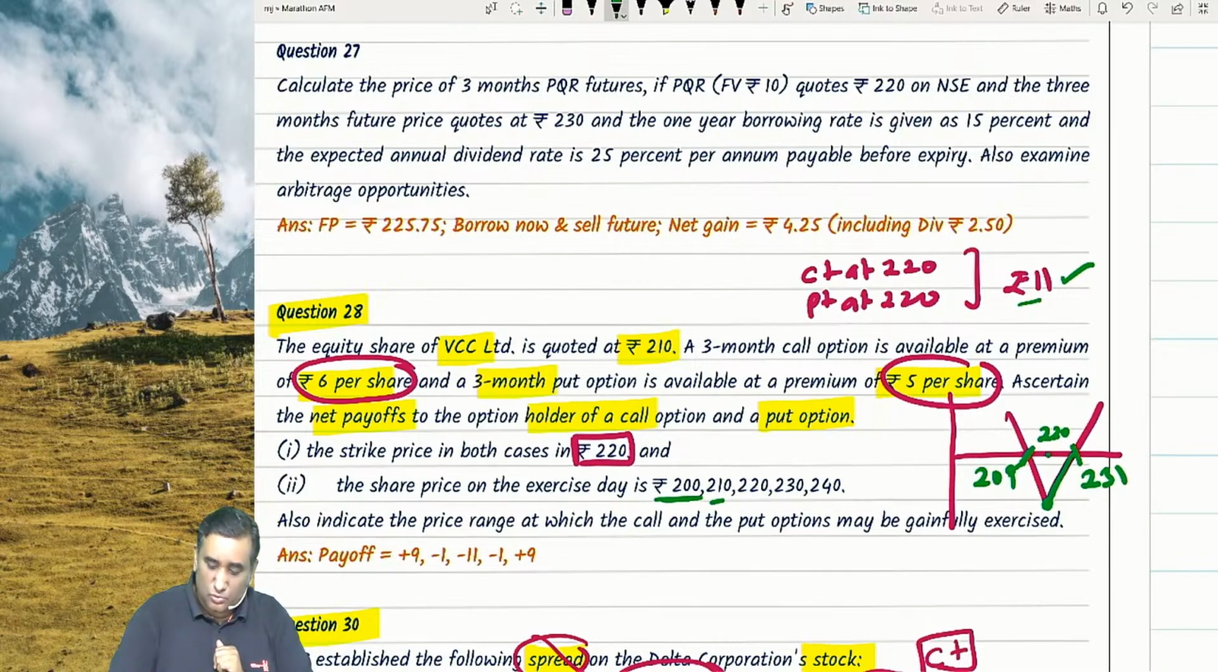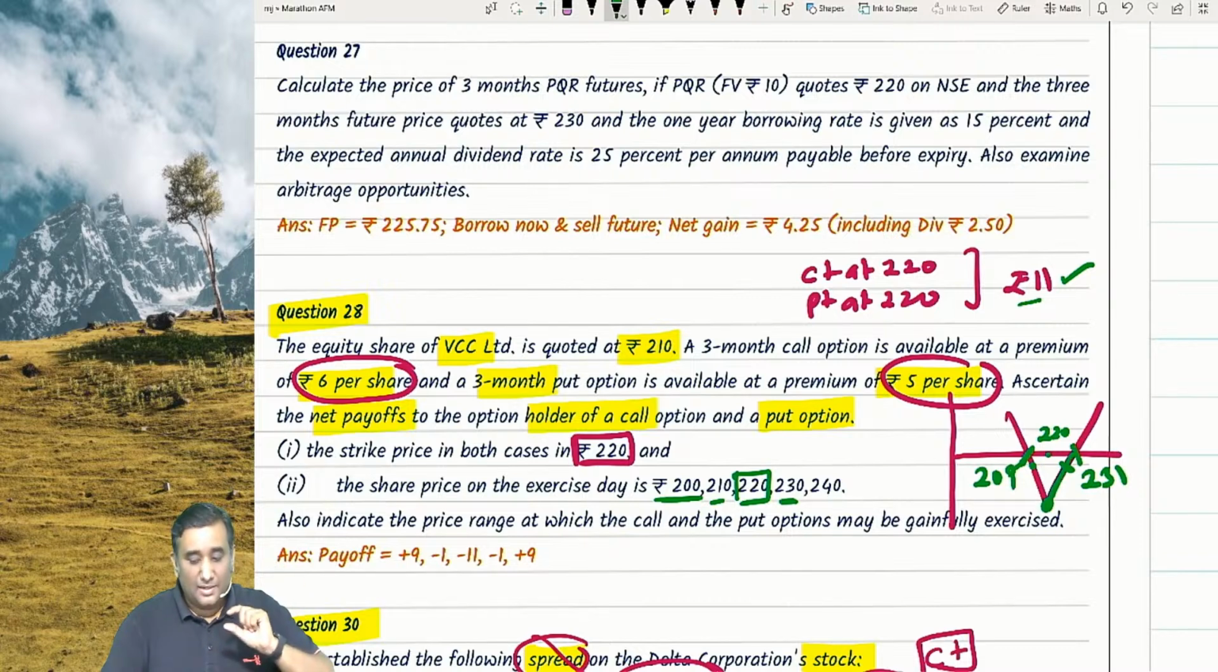If the price becomes 210, 210 is, sir, where? Somewhere here, between 209 and 220. 209 and 210, how much? 1. Loss of 1. 220 is here. Both options would lapse, entire loss of the premium. 230 would be somewhere here. I'll have a loss of only 1.